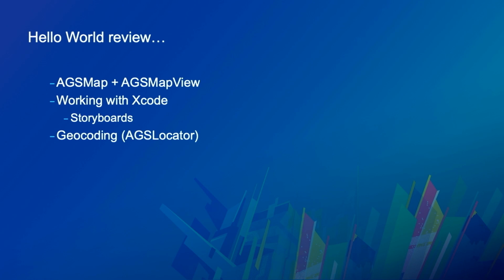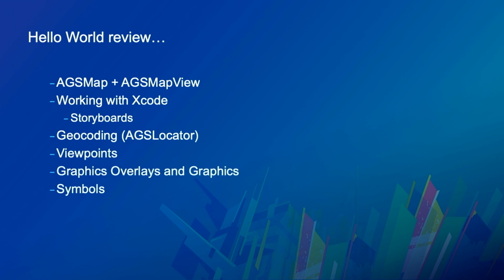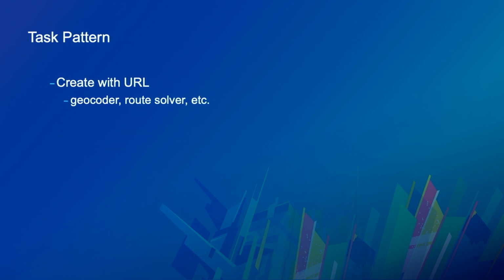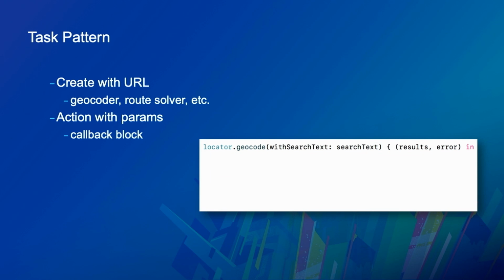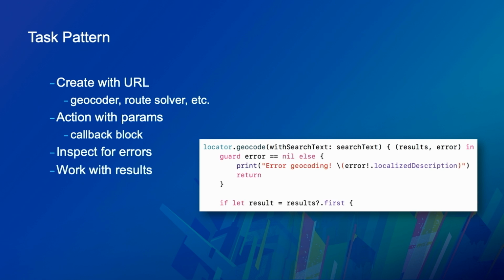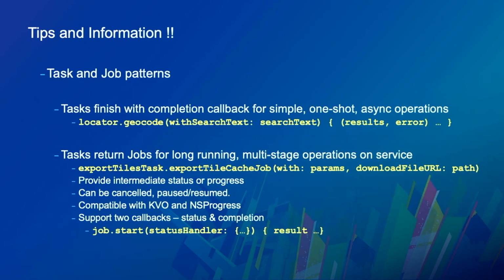So we looked at how we work with maps and map views, how we work with storyboards and add views to that, how we use the locator task, graphics overlays. I talked about the task pattern, like the geocode method, which is async. There's a callback block that's invoked with the results and errors. You look at the errors first, make sure everything went okay, and then process the results. There's more information about tasks and jobs that I won't get into right now.